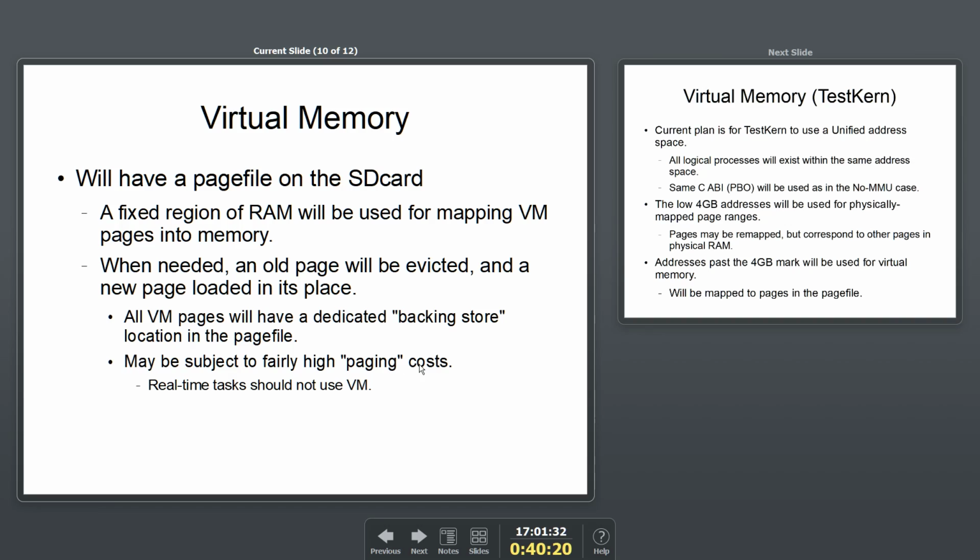It may be subject to fairly high paging costs. For potentially obvious reasons as well, whenever a page is accessed that's not currently in RAM, it might have to straight up write an old page back to the SD card and then load a new page from the SD card, which is not a particularly cheap operation, and not exactly a particularly fast operation either. So as a result, real-time tasks should not use virtual memory.